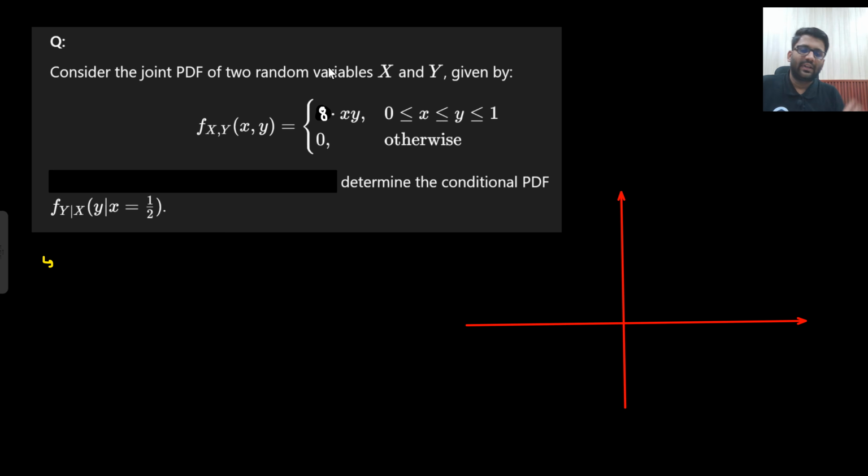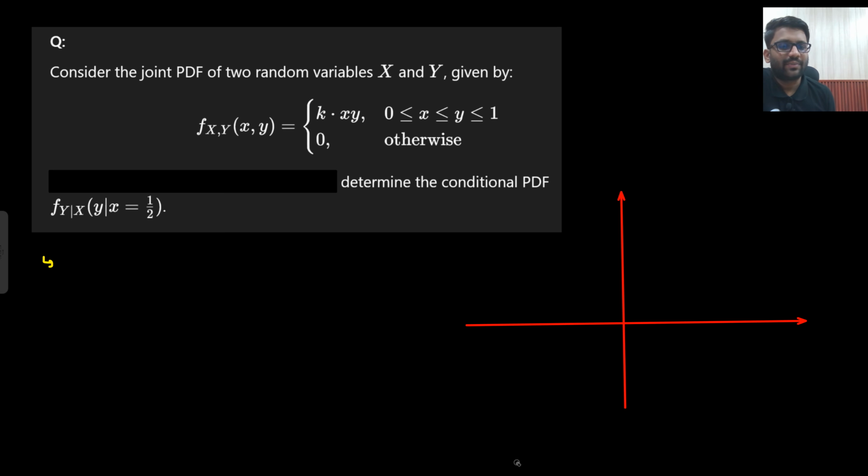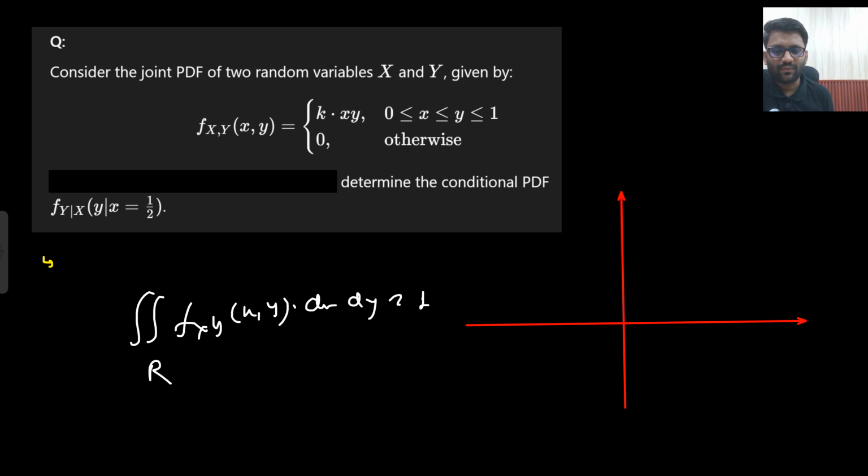Okay. So let's do this question. Here, when AI framed this question, they framed it in this manner: find the value of k. But this task you can do on your own, right? How can you find the value of k? You will make the region of operation and then do the same thing. In the region of operation, the integral of fxy(x, y) dx dy should be equal to 1. So that task you can do on your own.